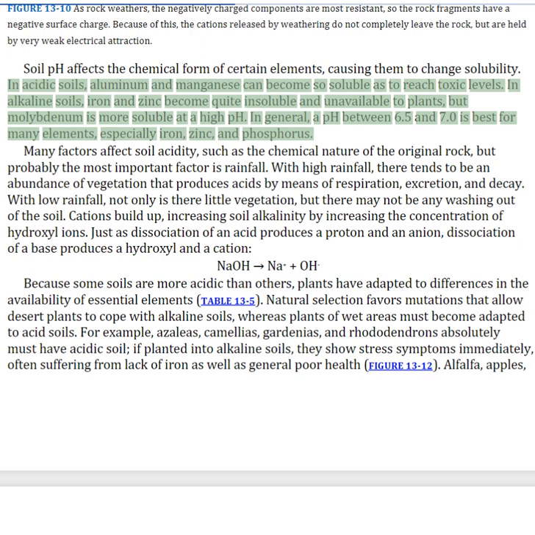In acidic soils, aluminum and manganese can become so soluble as to reach toxic levels. In alkaline soils, iron and zinc become quite insoluble and unavailable to plants, but molybdenum is more soluble at a high pH. In general, a pH between 6.5 and 7.0 is best for many elements, especially iron, zinc, and phosphorus.